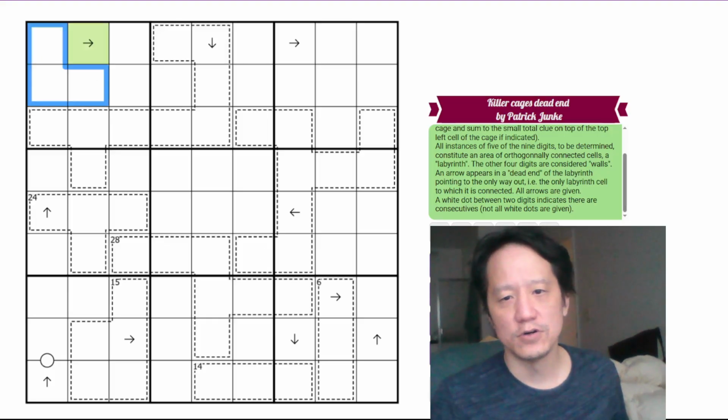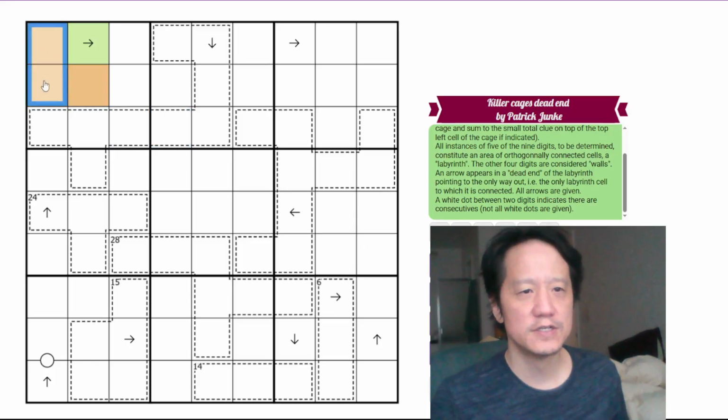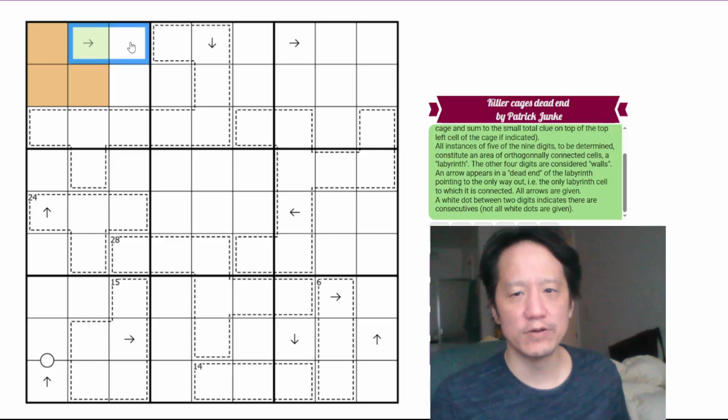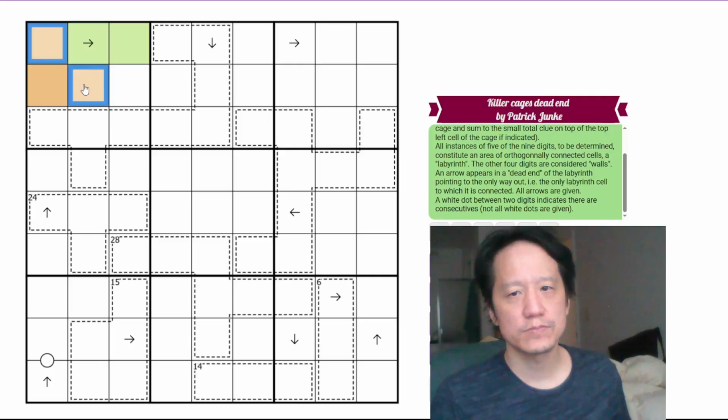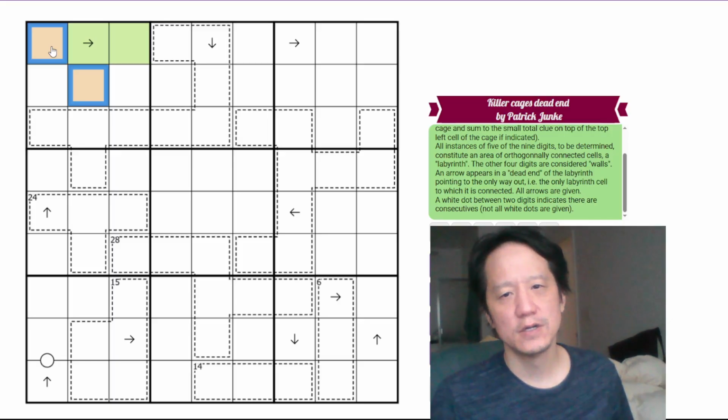And these are all walls, right? Or I guess we can make it like orange. And this points out where the only way out is. So in this instance, this is a dead end, so it has to be surrounded by walls orthogonally. So it actually just means these 2 are walls, I think.